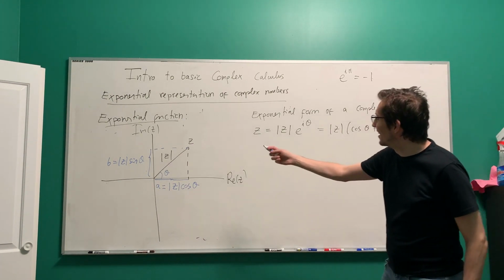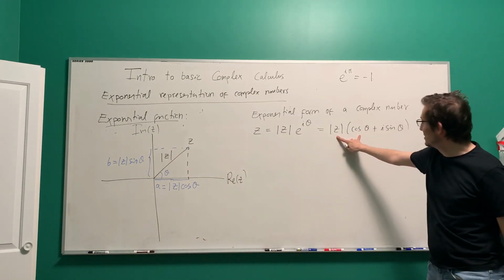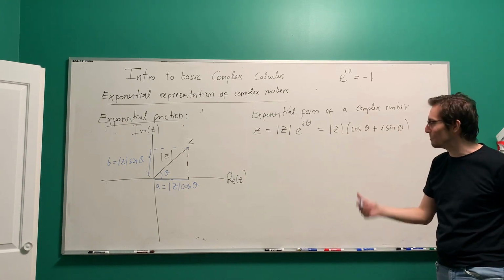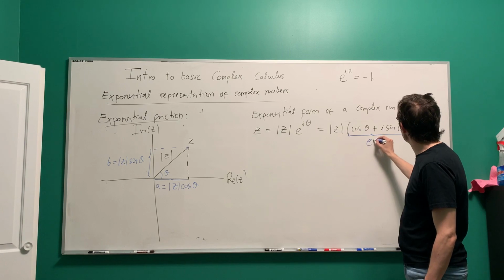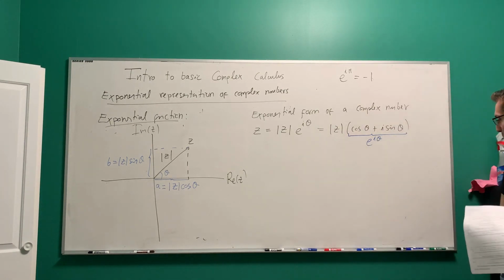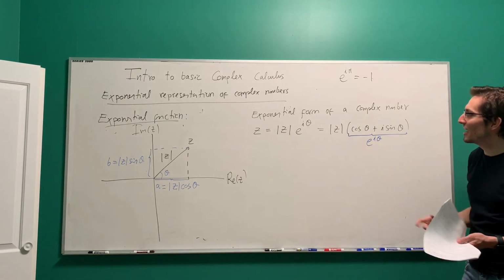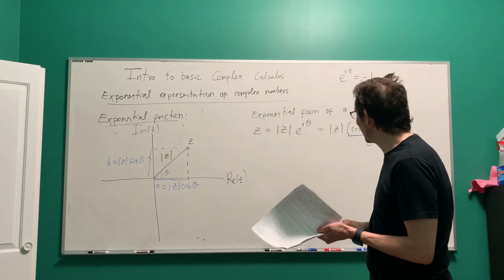So |z| cosine theta is the real part, there's no i. |z| sine theta with an i is the imaginary part. And of course, this is what we define as the exponential of i theta. So it's all consistent with what we saw. Now, of course, we can write this expression. It's kind of nice because that allows us to write complex numbers really easily.